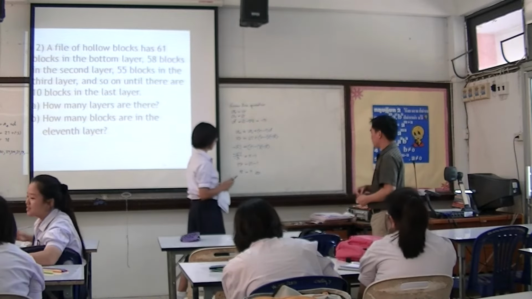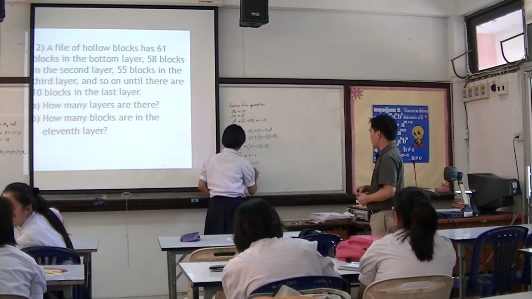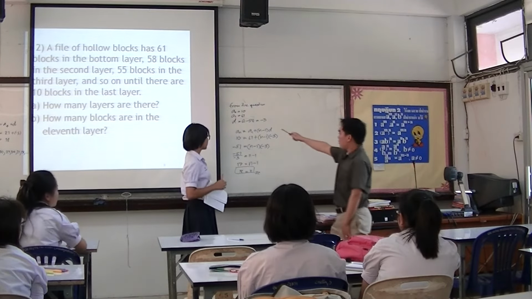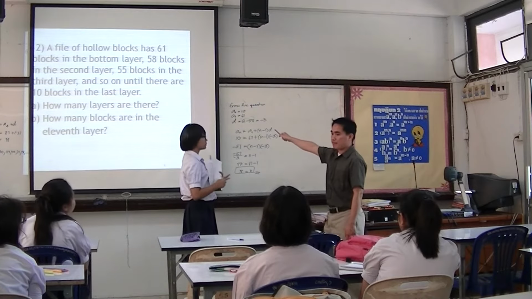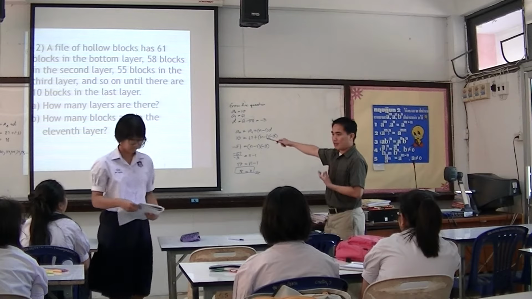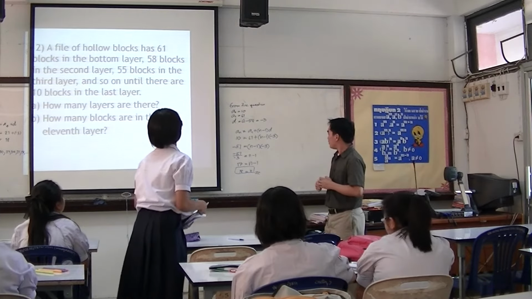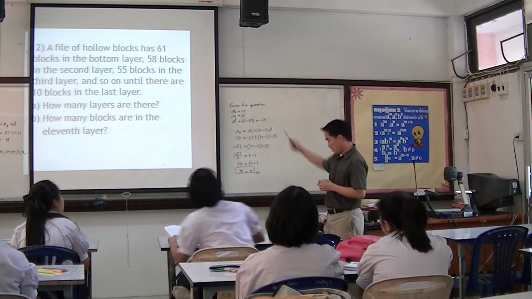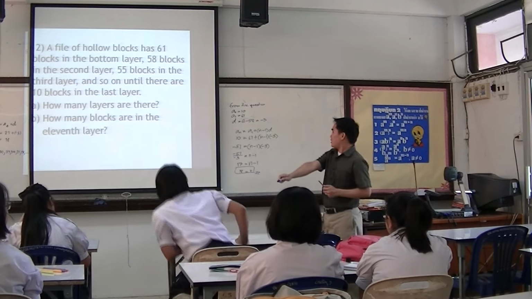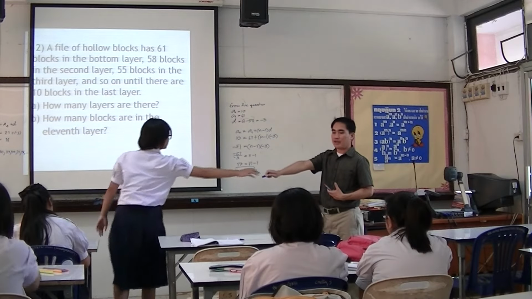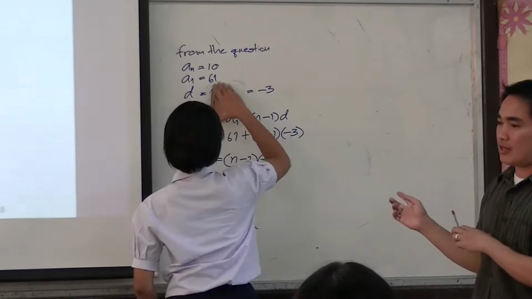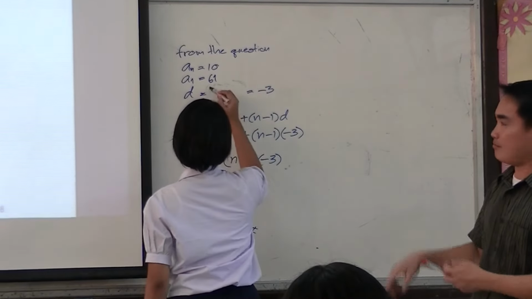Anyway, how do you get the common difference D? Is it first term minus second term or second term minus first term? Okay, that should be negative 3. Change it. Because if that is 61 minus 58, it should be positive 3, not negative 3. So second term minus the first term.